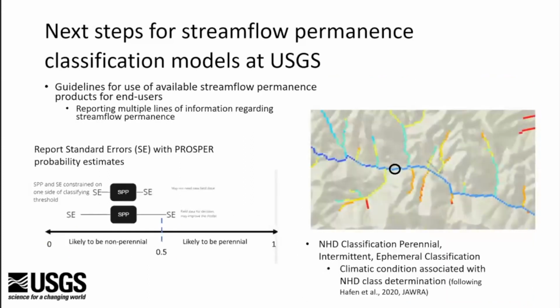We're also developing guidelines for how end users, folks like Bureau of Land Management, Forest Service, and other agencies that have to make water resource decisions, can reconcile these different data sources. So there's the F code with perennial, non-perennial classification. There's this probability. What do I do with a probability of 0.6? So we're rerunning the model to develop the standard errors associated with each probability.